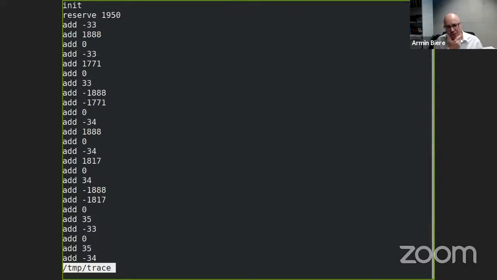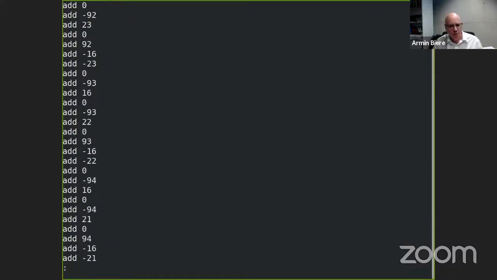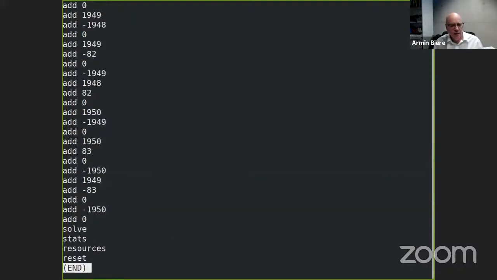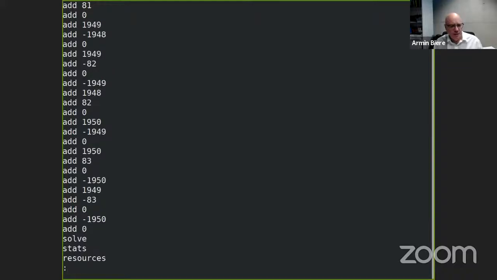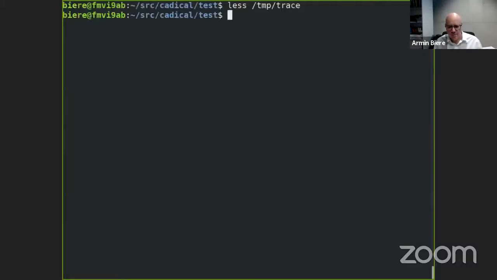going to the API to the solver. And it looks very similar to this regression test, right? So you see here's a clause with variable 94 added. And then we solve it, then we ask for the statistics and also for memory usage, and then we delete the clause, the solver, okay?